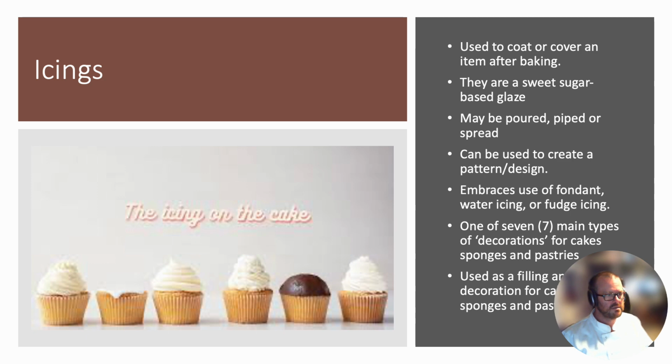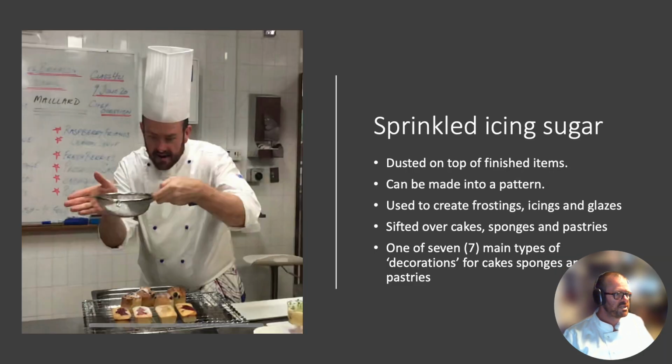Icings is up next. The icing on the cake. Similar to glaze, although icings are more of a firmer topping. They might be used to coat or cover the item. They're pretty sweet generally. They could be poured, piped, or spread. They could be used to create a pattern or a design. Sometimes fondant goes over the top of them. They're used as fillings, and also as decorations. Okay, icings. Awesome picture there.